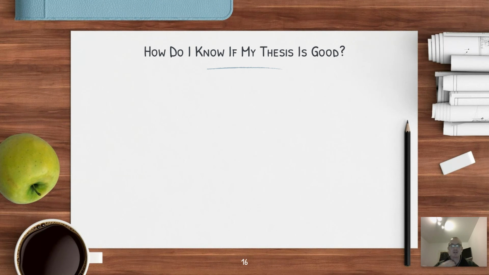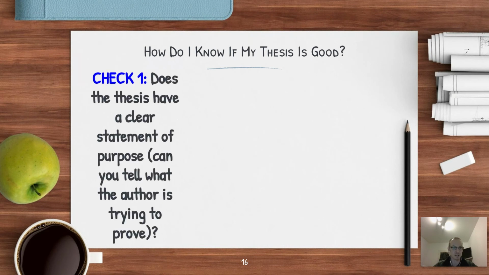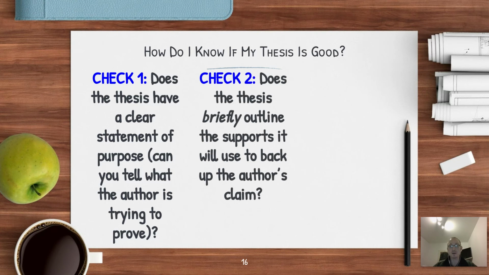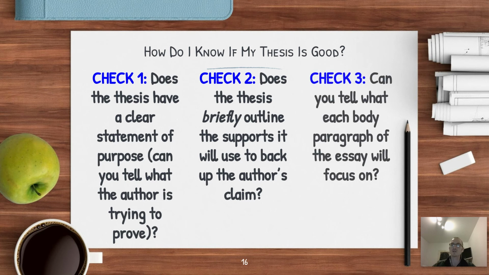Lots of people always ask, how do I know if my thesis is good? There are 3 checks that you can do. The first one is ask yourself, does the thesis have a clear statement of purpose? Or can you tell what the author is trying to prove? All right, if they got that, move on to check 2. Does the thesis briefly outline the supports it will use to back up the author's claim, or to back up that thing they're going to prove? If it has that, move on to check 3. Can you tell what each body paragraph of the essay will focus on?